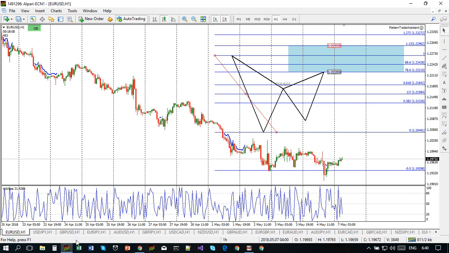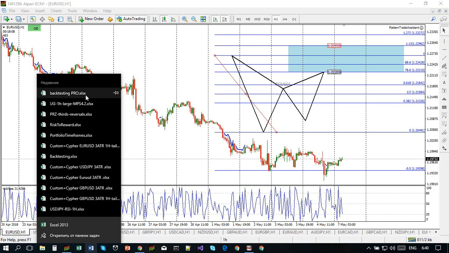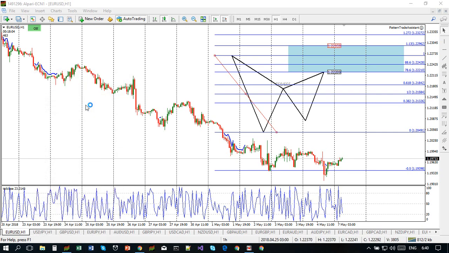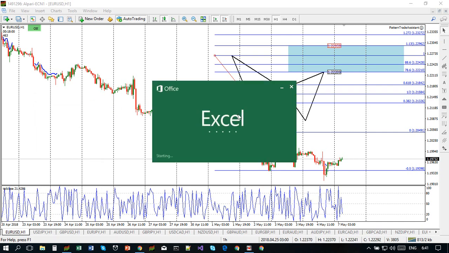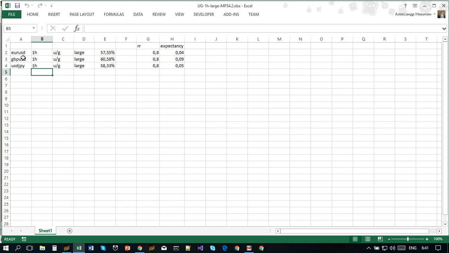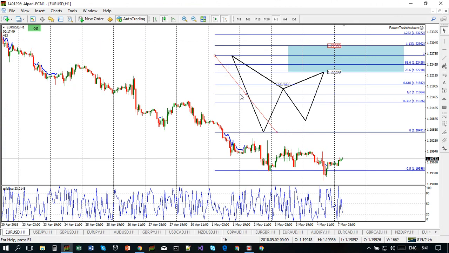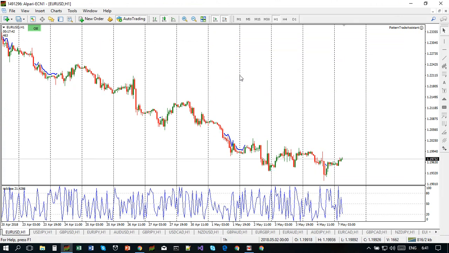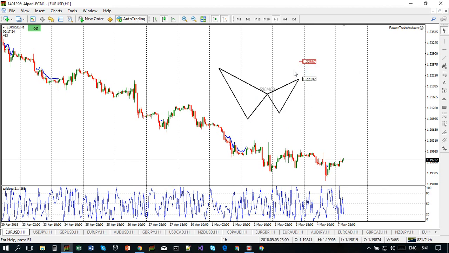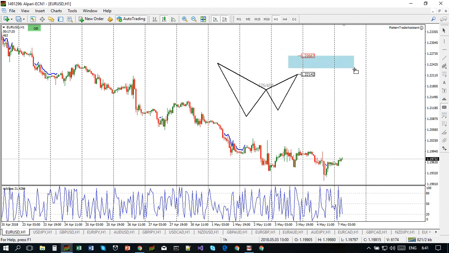Okay, I can also show you some backtest results on these patterns. Unified Gartley, it is 57, 60, 58% correct, somewhere around here. Okay, let me delete all this stuff, and let us start. Before we start the analysis of how this setup is traded, let me draw it back. Here is the zone.